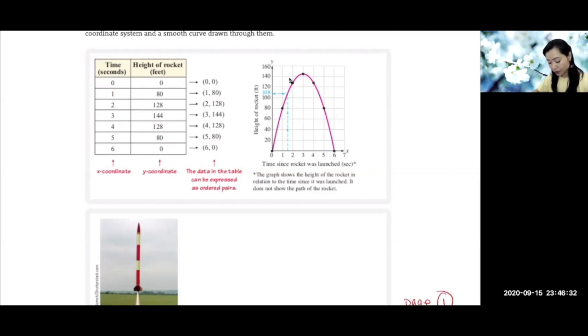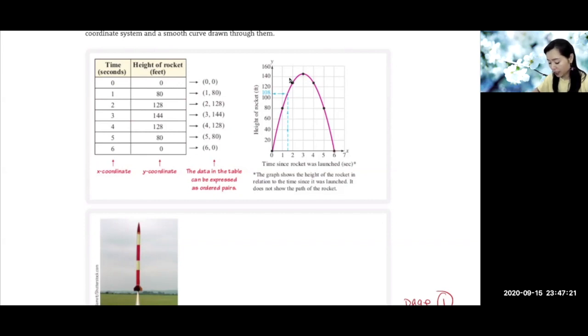Okay. And you can see that from 0 to 3 seconds, the height is increasing. It's getting higher and higher. But after 3 seconds, the height is going to decrease to 0, which means it hit the ground again. Now we can use the time as the first coordinate and the height of the rocket as the second coordinate. And then we get an ordered pair, and we can plot those points. So right now we can plot those points, and we get those corresponding points over here and here.